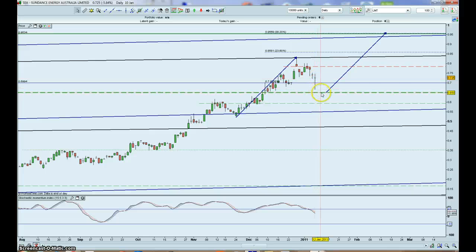But if it did want to support on the 65, then that's what I'd be looking at. But I think we've still got a ways to go. I still think we've still got some chop to see in the short term anyway. And yeah, that's me done.